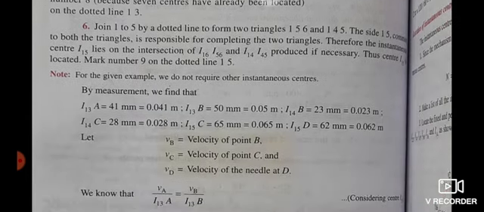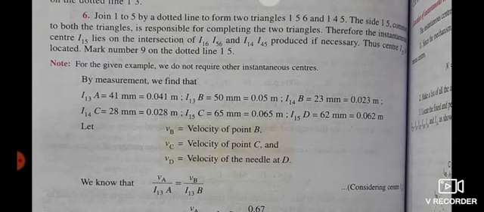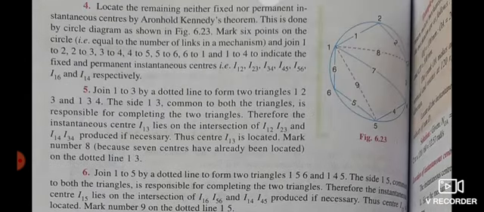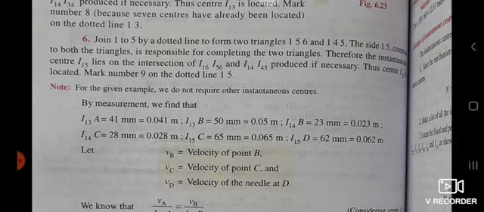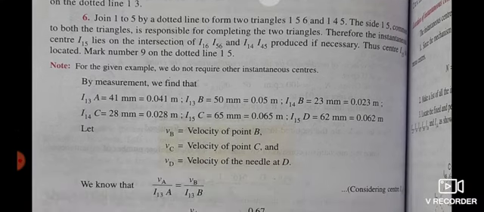Sixth point, join 1 5 by a dotted line to form two triangles 1 5 6 and 1 4 5. Here again 1 5 is common to both triangles, responsible for completing the two triangles. Therefore, instantaneous center I15 lies on the intersection of I16, I56 and I14, I45 produced if necessary. The center is located and marked number 9 on the dotted line 1 5. For the given example, we do not require other instantaneous centers.